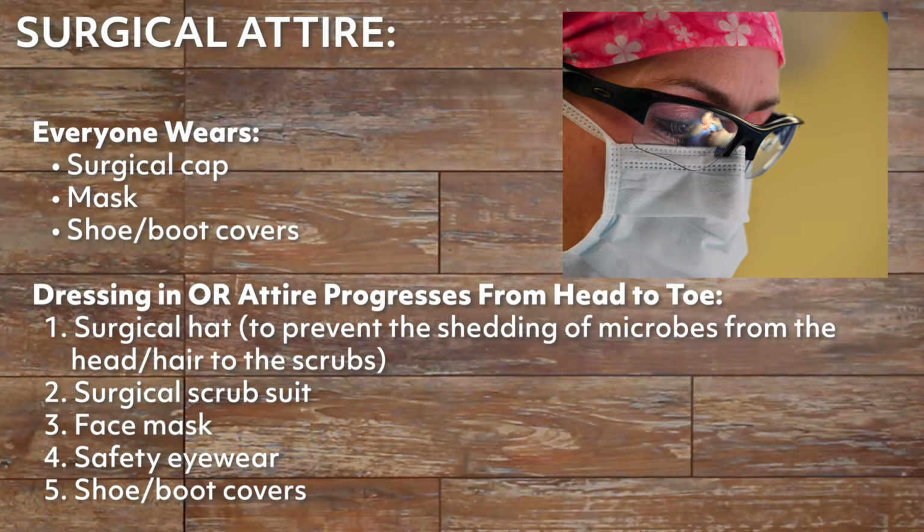Individuals working in the OR are a major source of microbial contamination to the environment due to the large quantities of bacteria in the respiratory tract and on the skin, hair, and clothes. Surgical attire is required to reduce the patient's risk of surgical site infection, or SSI, from microorganisms, and also to protect personnel from exposure to hazardous substances and infectious microorganisms. Everyone in the OR will need to wear a surgical cap, mask, and shoe or boot covers.